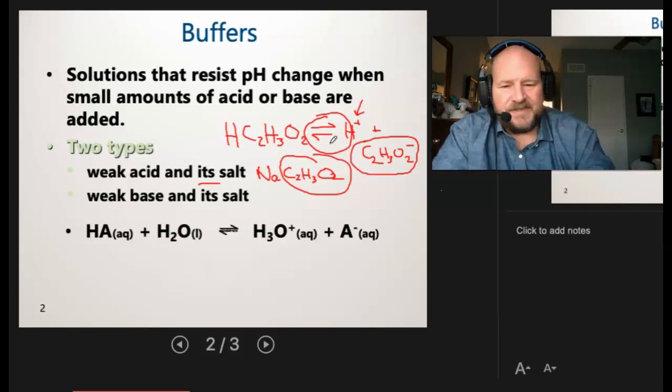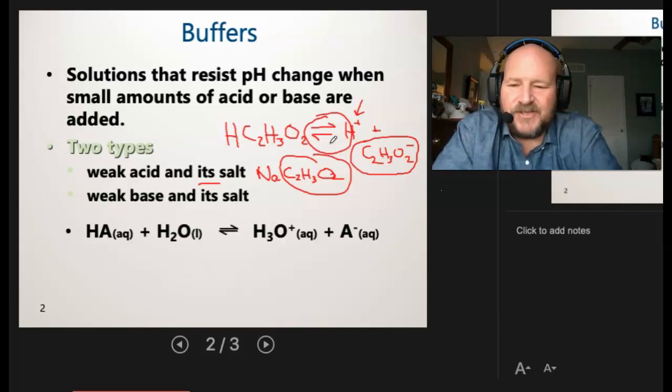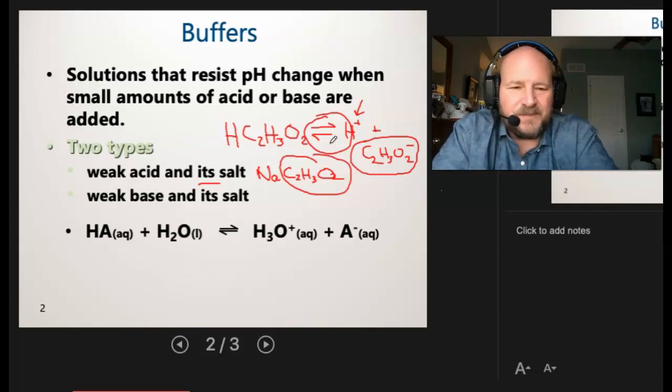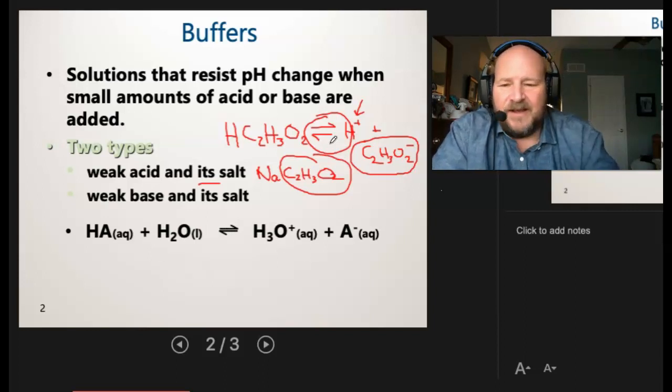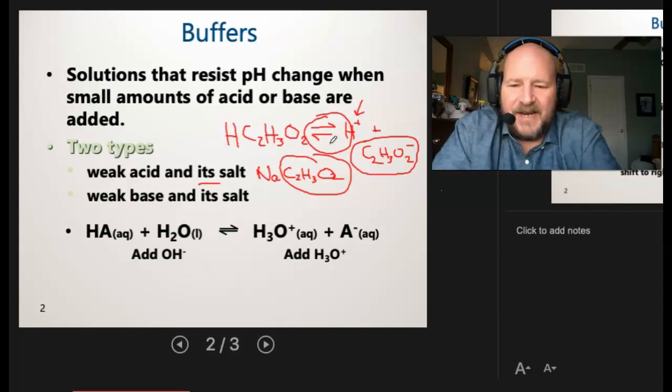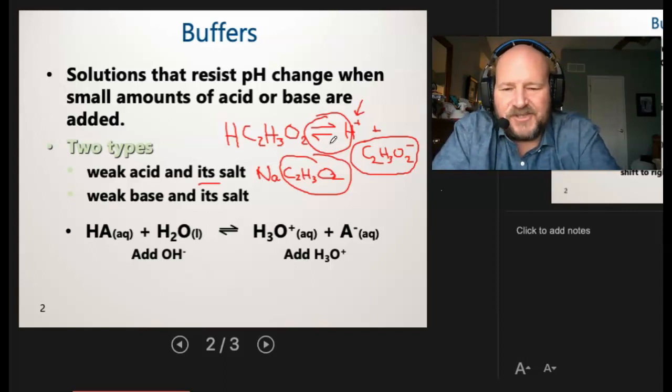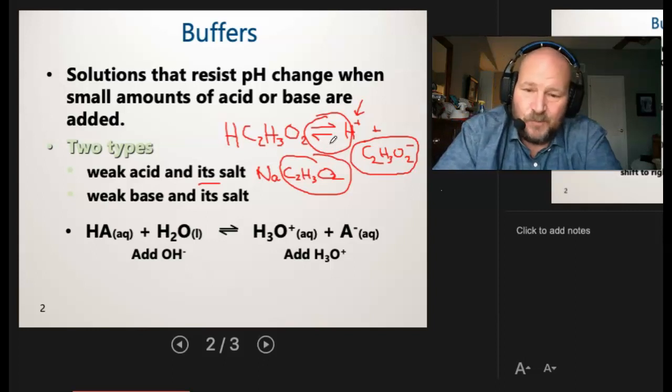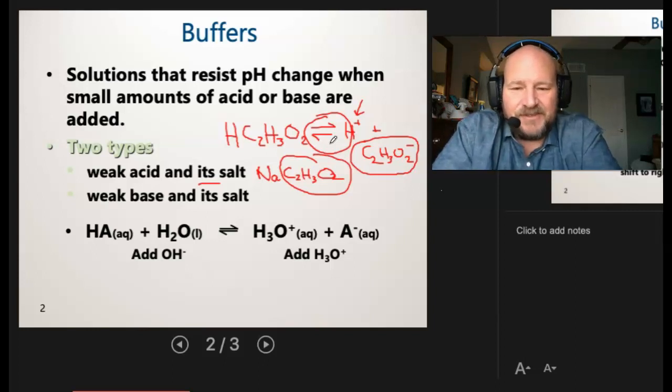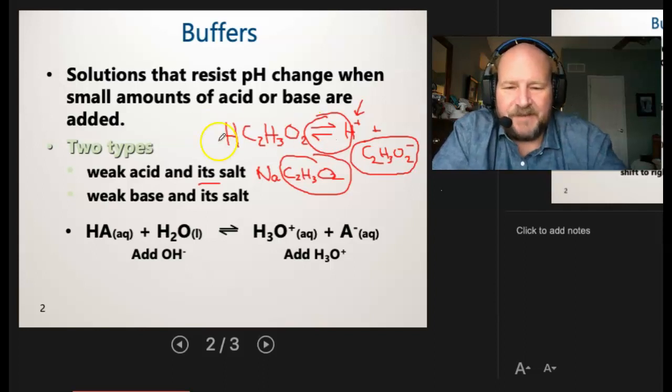And of course, we can break this down and take a look at the reaction itself. We have HA plus water goes to H3O plus and A minus. Now, if I add hydroxide, I have HA there to help neutralize that. And if I add more acid, more H3O plus, then I have the A minus there to help neutralize that. So again, that's why we have to have the salt.